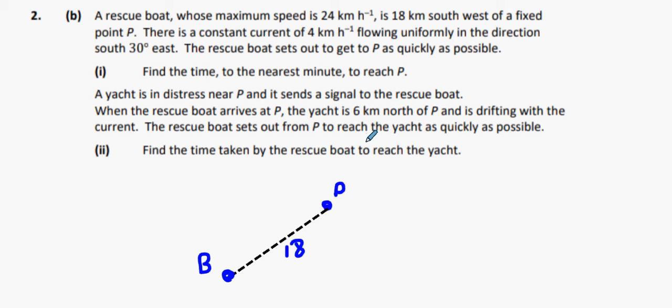Now, there's a constant current of 4 kilometers an hour flowing uniformly in the direction of south 30 degrees east. It basically means the boat can't just aim directly at P. It has to account for a current that will be flowing it away from where it wants to go. So we're going to break up the current into its components now.